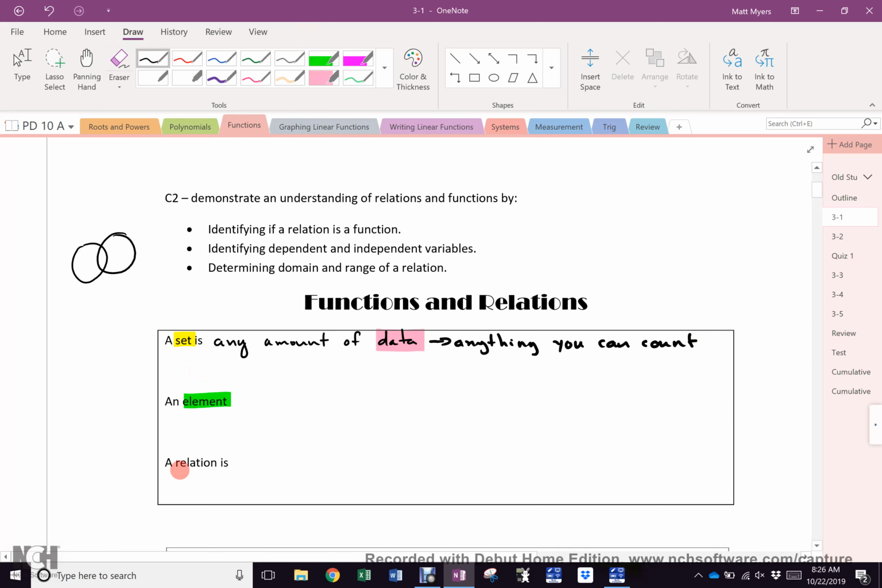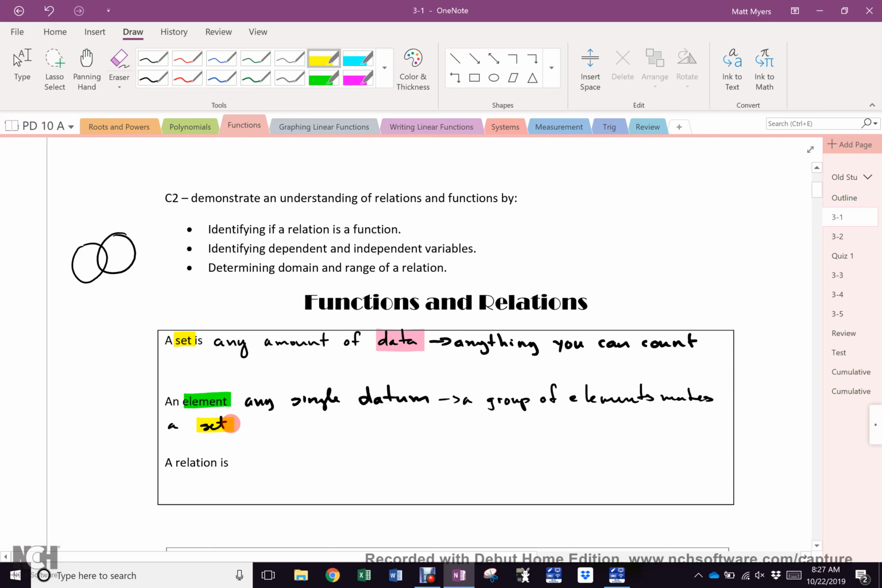All right, next new word, an element. Now, there's white space here because we're going to put examples there in a minute. An element is any single datum. Datum is the singular of the word data, right? All of the names in this class, for example, is an example of a set of data, okay? One name in this class is a datum in that set. It is also an element. Any single datum, a group of elements makes a set.